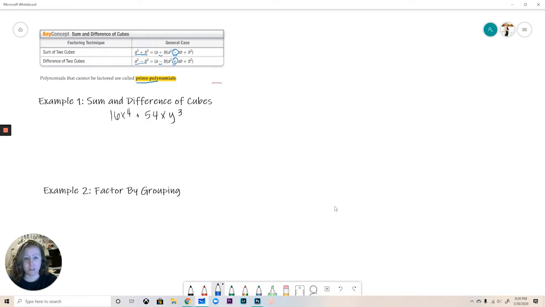First things first, in any case where you're asked to factor, you should get into the habit of looking for common factors. The greatest common factor is the biggest number that goes into both of these. Between 16 and 54, the greatest common factor is going to be 2. You can test several numbers, 2, 4, 8, whichever, but none of those besides 2 go into both 16 and 54. Also, each one of them has at least one x, so I get 2x. If I take that out of each term, I'm left with 8x to the 3rd plus 27y to the 3rd.